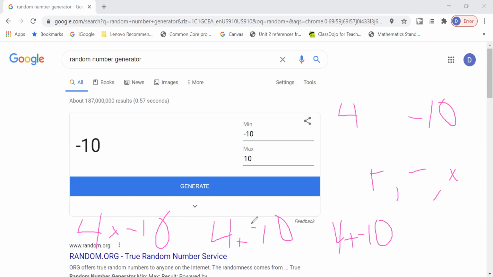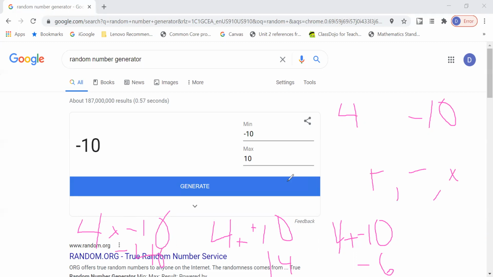Well, it's actually 4 minus -10, because 4 minus -10 is actually 4 plus +10, which is 14. 4 plus -10 is a -6, because that's a destroy problem, and negative is bigger than the positive. And 4 times -10, you have a negative times a positive, so the answer is a -40.